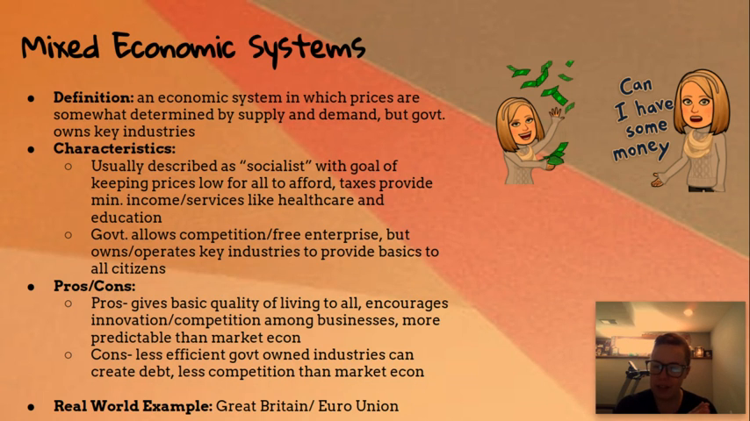Okay, so it's kind of like a supply and demand market, but the government has more involvement and owns certain industries in order to give people help. Say, hey, I really need some money. I've fallen on hard times. I lost my job. Government goes, okay, here you go. We'll help you out until you can get a new job or whatever. Usually they're described as socialist countries with a goal of keeping prices lower on certain staple things like healthcare, education, housing, things like that, so that most of their citizens can afford them.